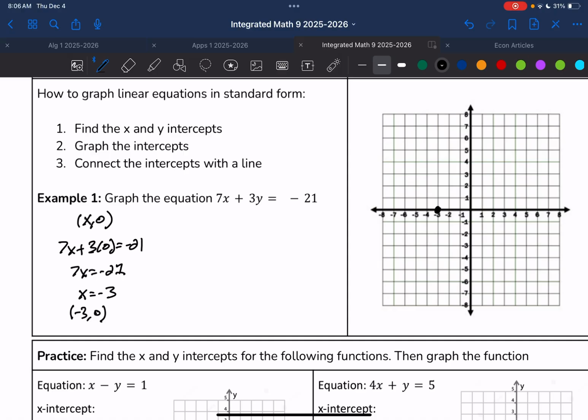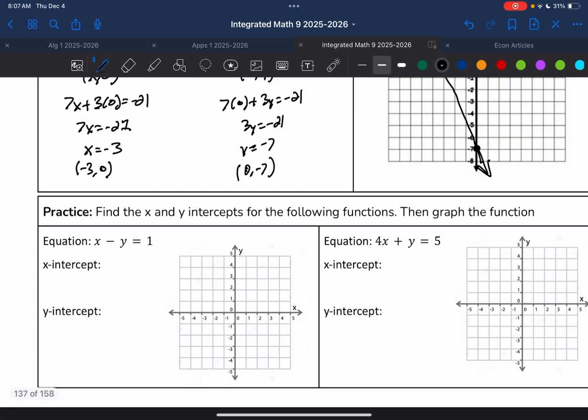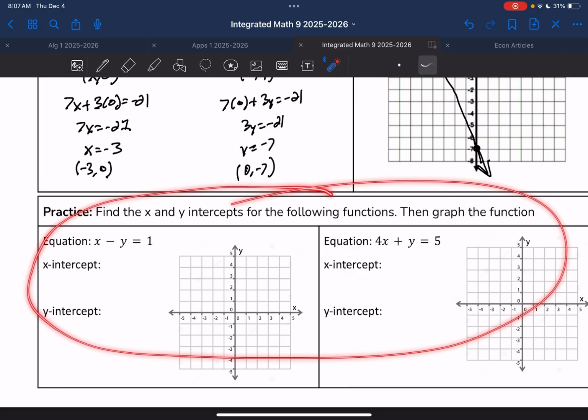I can go ahead and graph that point. Now I'm going to find the y-intercept, 0, comma y. It's going to be 7 times 0 plus 3 times y is equal to negative 21. 3y is equal to negative 21, y is equal to negative 7, meaning my y-intercept is located at 0, negative 7. Now that I have 2 points, I know that my line is the line that connects those two, so I can just graph that in there. I apologize, I'm not drawing a very straight line there, but it will look something like that. All right, so go ahead and pause the video, try that for these two here, and then I will go over them.